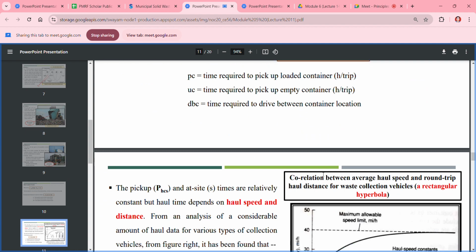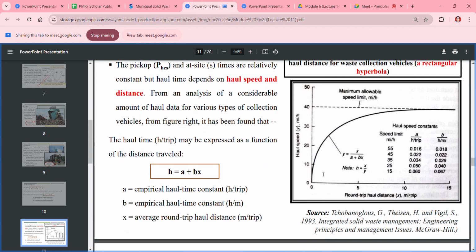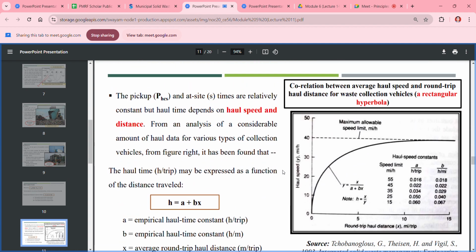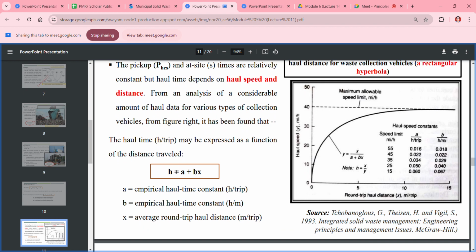Okay, then coming to the next one, the pickup and at-site time are relatively constant, but haul time depends on haul speed and distance. So that is a hyperbola function. For calculating these, the haul time may be expressed as a function of the distance traveled, that is H equals A plus BX. A is the empirical haul time constant. Okay, that will be constant.